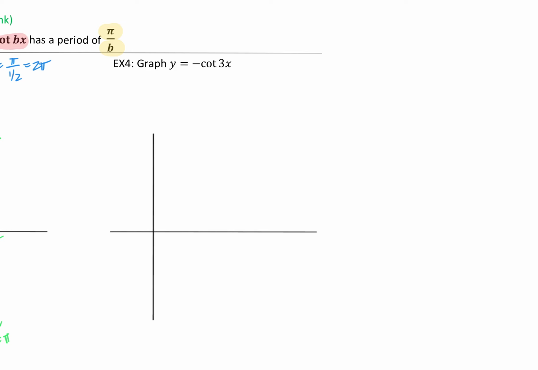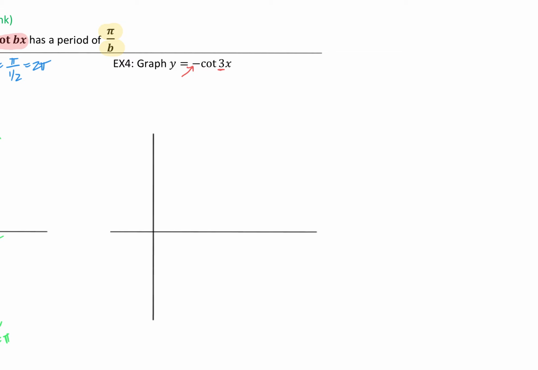So the next graph we're going to look at is negative cotangent of 3x. Here we are changing the period because we have 3 times the x. But I also have this negative out in front. So I'm going to do a reflection as well across the x-axis.